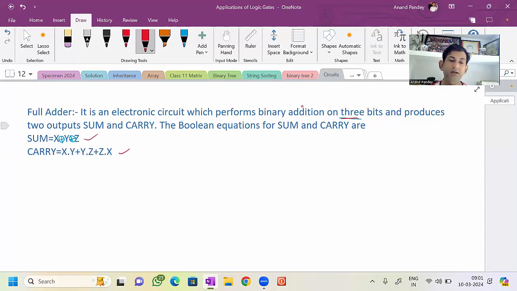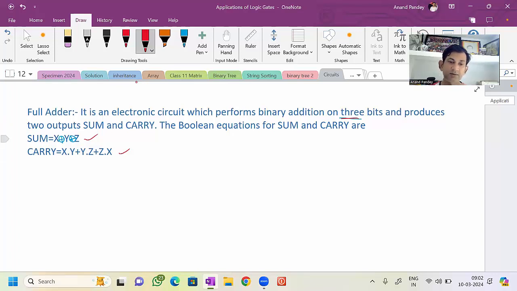The Boolean equations for sum and carry are different. The Boolean equation for sum is X XOR Y XOR Z. This symbol, a plus within a circle, is for XOR. So X XOR Y XOR Z is the equation for sum. And the equation for carry is X dot Y plus Y dot Z plus Z dot X.